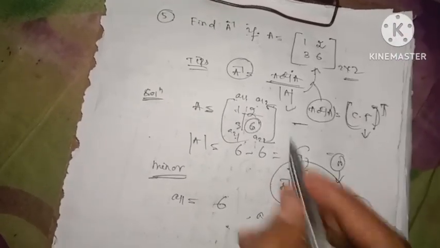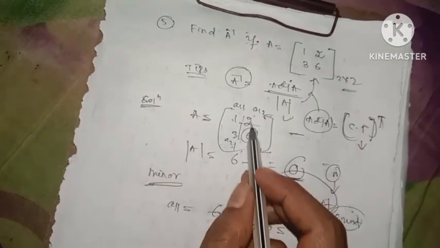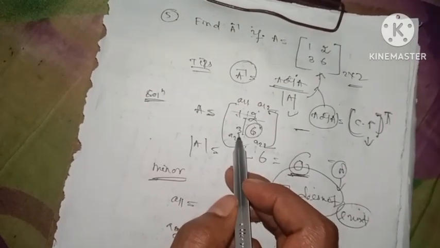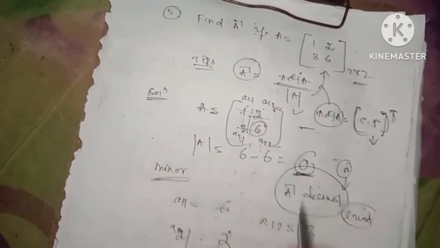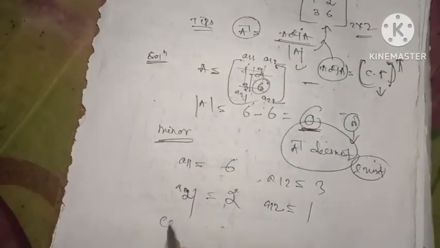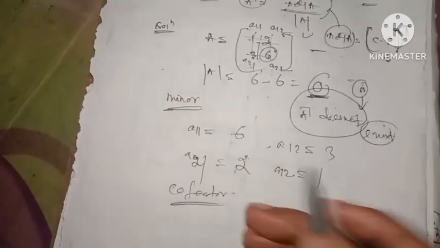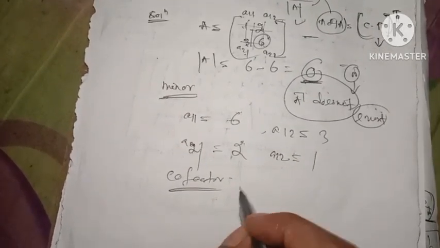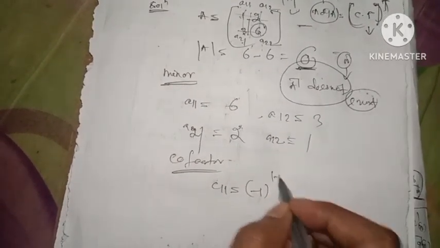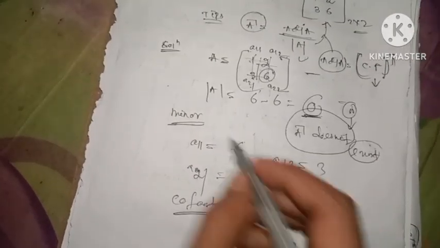Then for A21, this will be cancelled, and 3 will be cancelled, leaving 2. For A22, this will be cancelled, and the remaining is 1. And the cofactor formula is C11 equal to minus 1 to the power 1 plus 1 into M11. This is the A11 or M11.